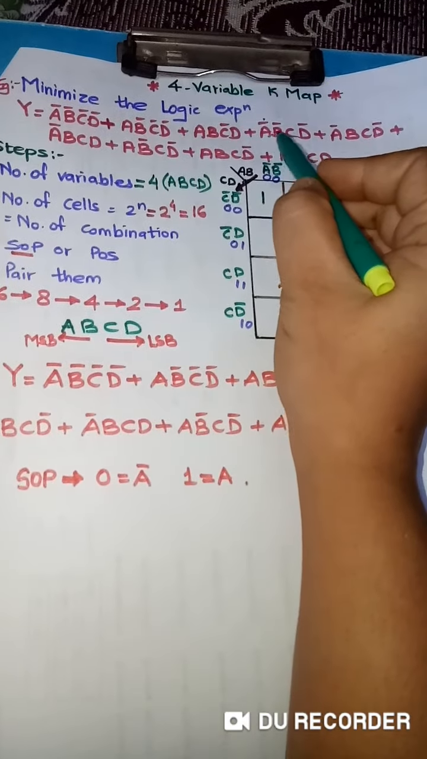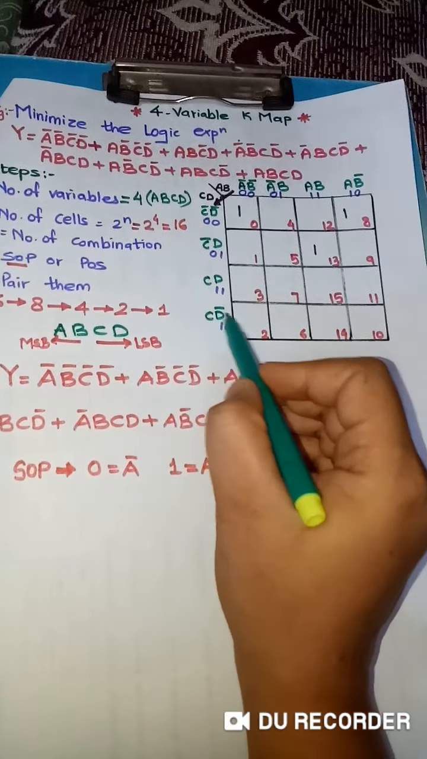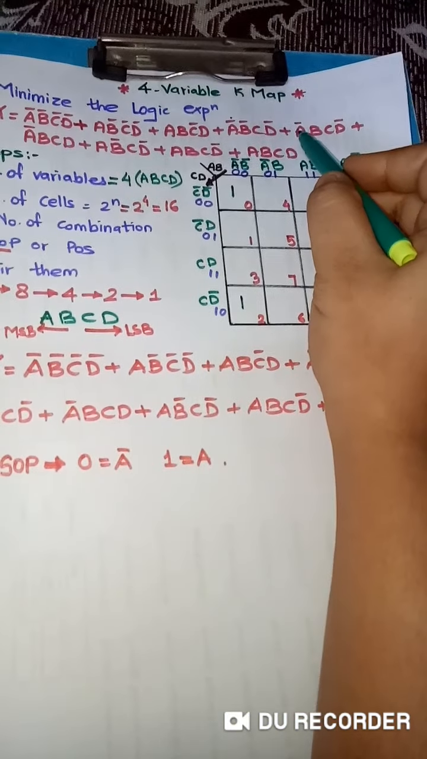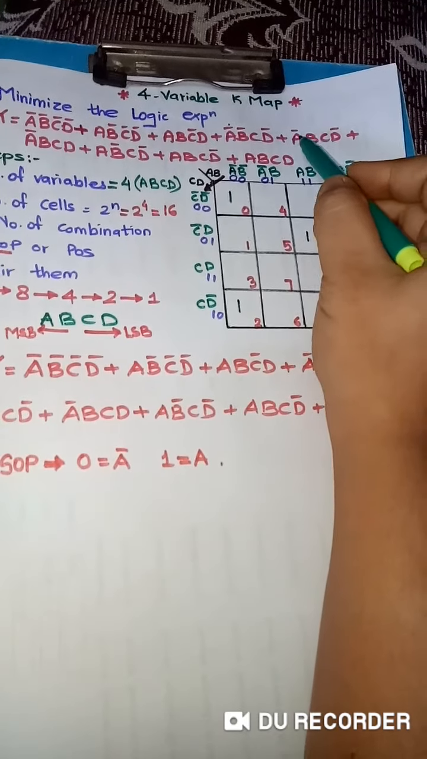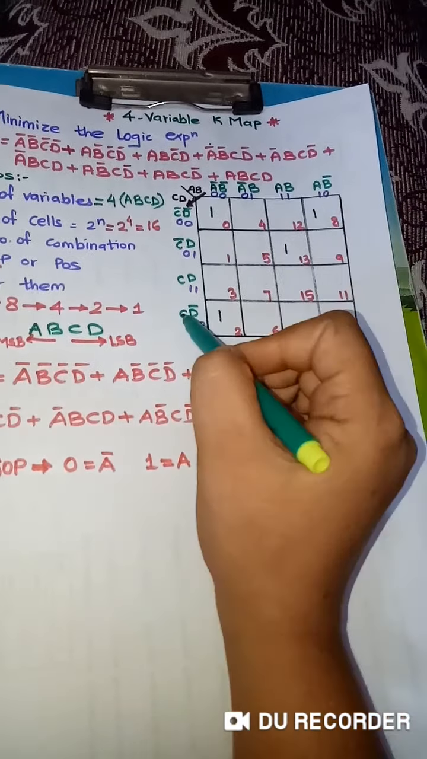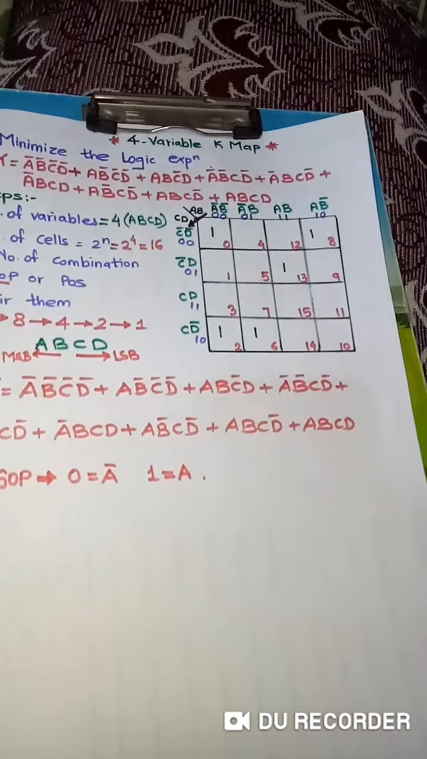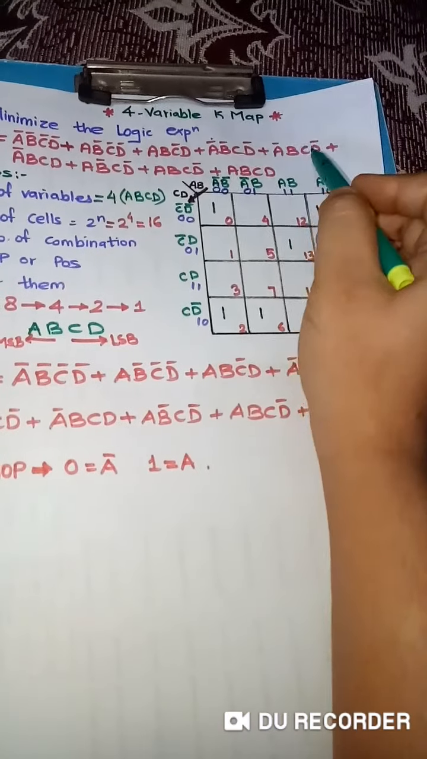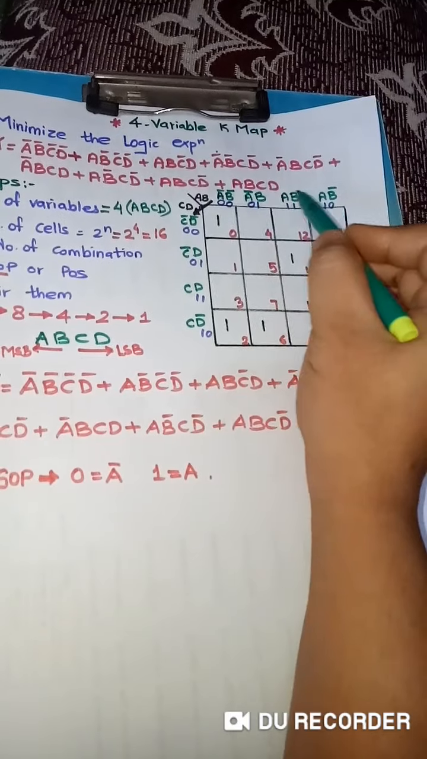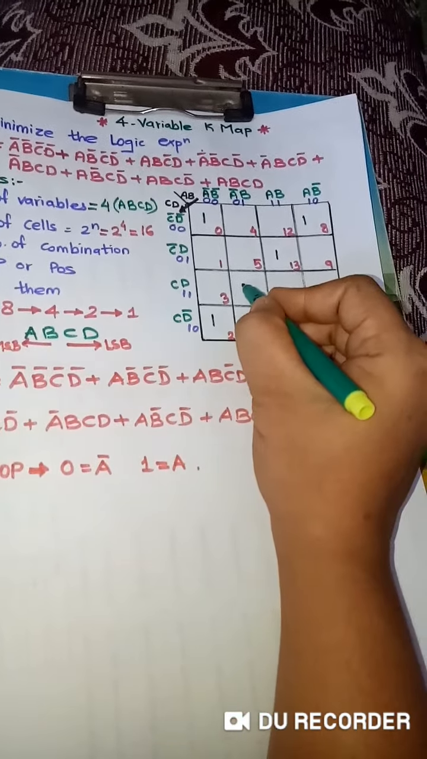Next term is A bar, B bar, C, D bar. A bar, B bar, C, D bar means this particular block, block number 2. Then we have A bar, B, C, D bar. A bar, B, where is it? And C, D bar, where is it? So A bar, B, C, D bar means this particular block, right? Next we have which block? A bar, B, C, D. A bar, B is this one, and C, D is this, means this particular block.